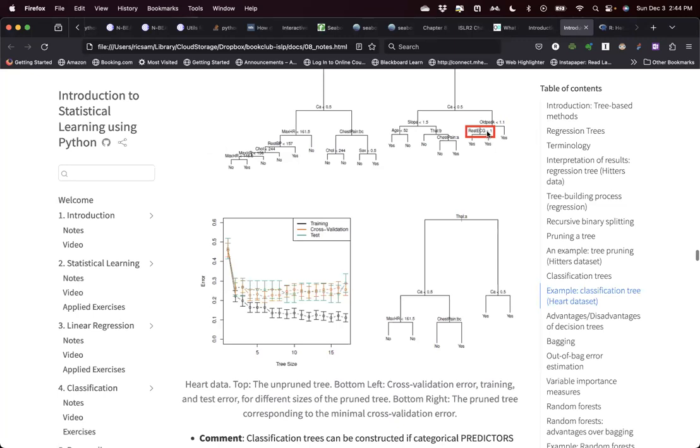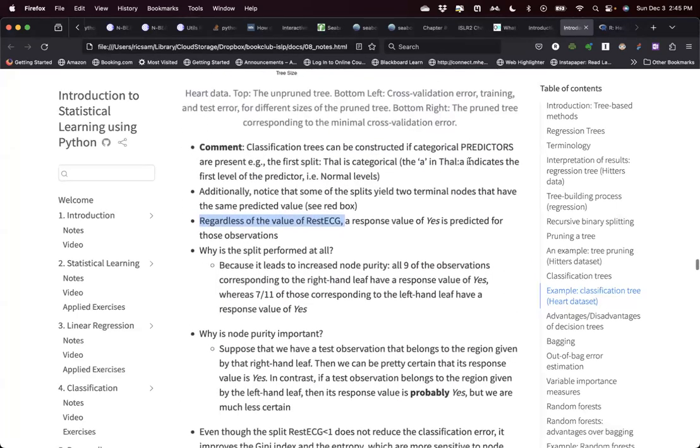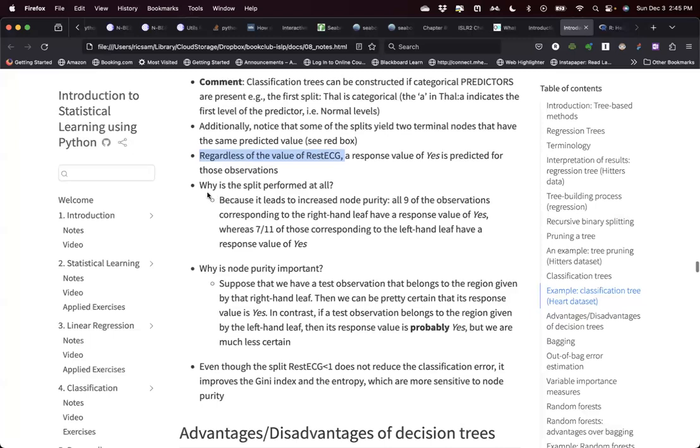In other words, if the rest ECG is less than one, we get yes. The patient is expected to have a heart problem. And more than one, it's also predicted to have heart disease, right? So the question is, why is the split there if it's the same result? And it's because of the increase in node purity.